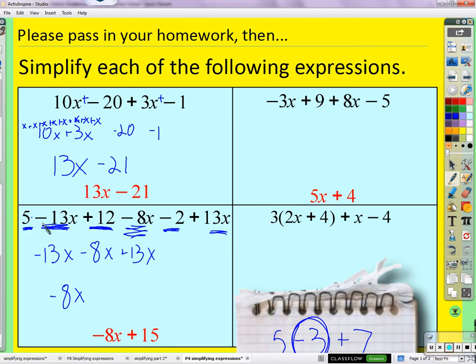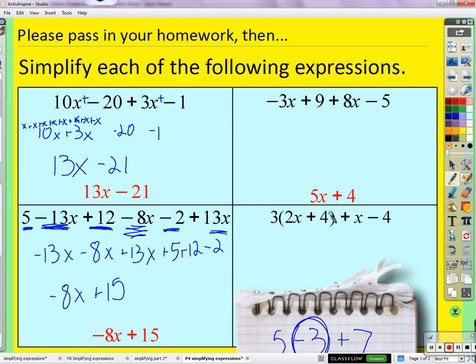Now the ones. There's 5 ones, 12 ones, negative 2 ones. So plus 5, plus 12, minus 2. So we have, I think this is 10 plus 5, 15. Negative 8x plus 15.